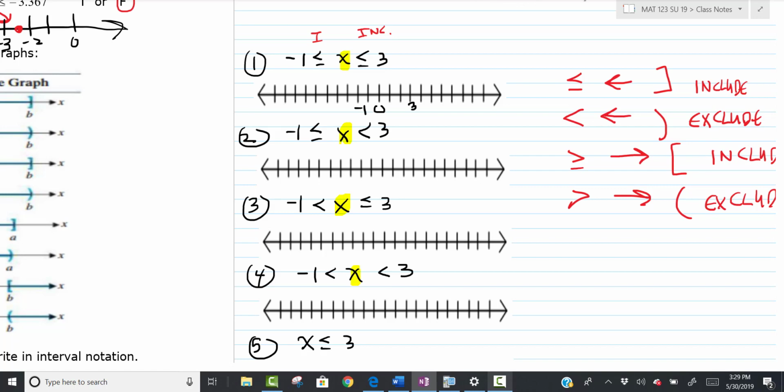And then just do this. Okay, you're going to have a bracket on -1 to include it, a bracket on 3, and then you shade in the middle. So the mathematical meaning of this is every number that's between -1 and 3, but the endpoints are also included because of that equality on there. That's what makes that happen. And that would be all those decimals, fractions.